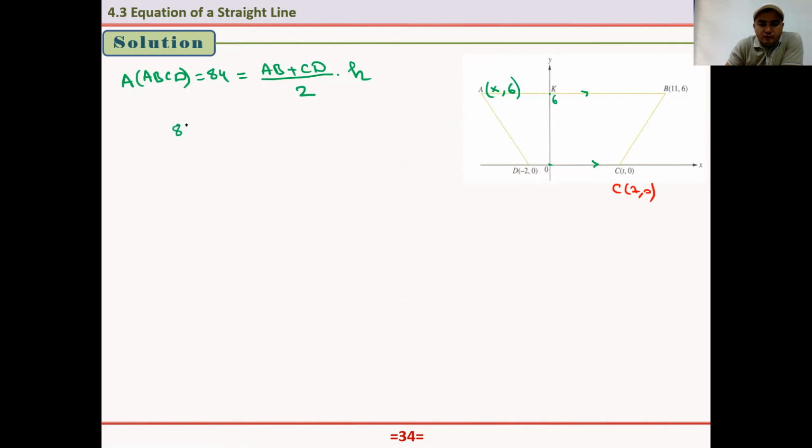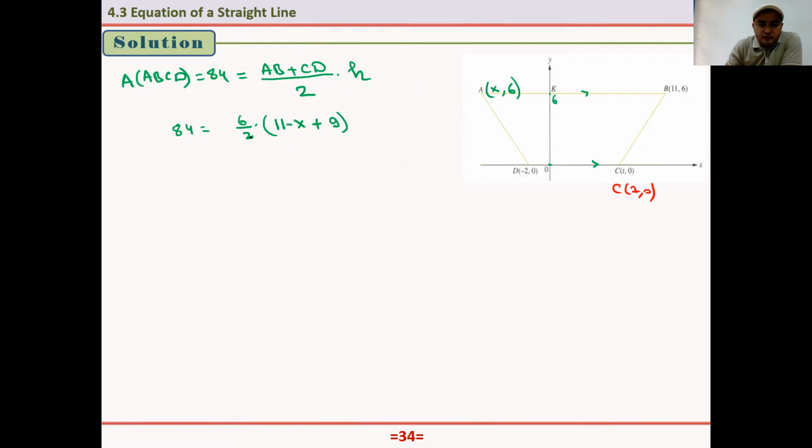So here we have 84 equals 6 over 2 times. And what is AB? AB is parallel to the x-axis, so we should just find the difference between their x coordinates. So the length of AB is 11 minus x. Plus CD, which we have already calculated: 7 minus minus 2, that's equal to 9. And that's it. Now we can find x from here.